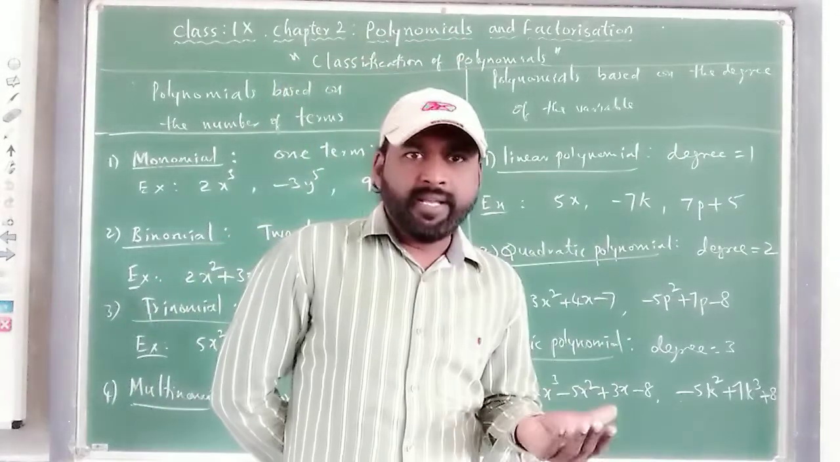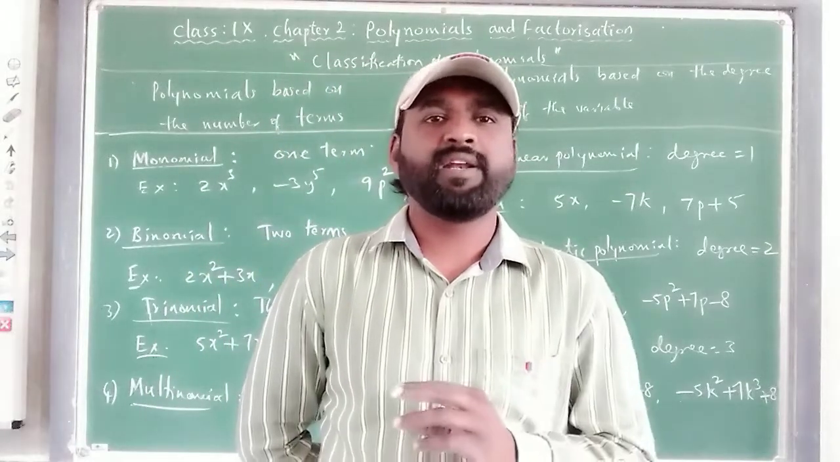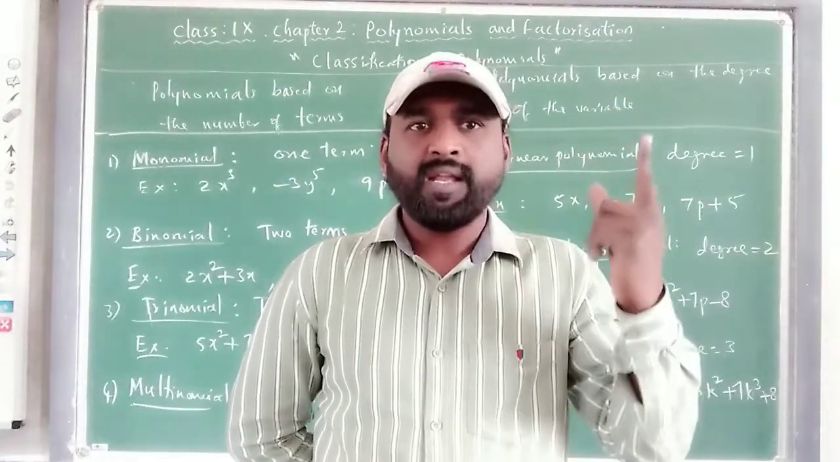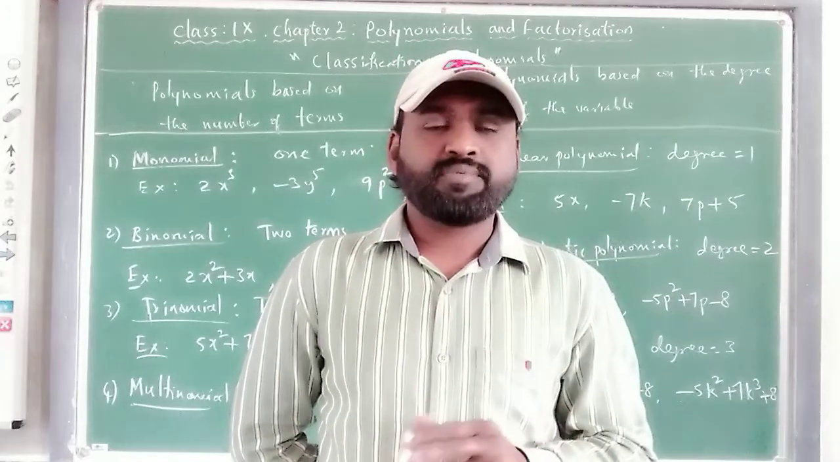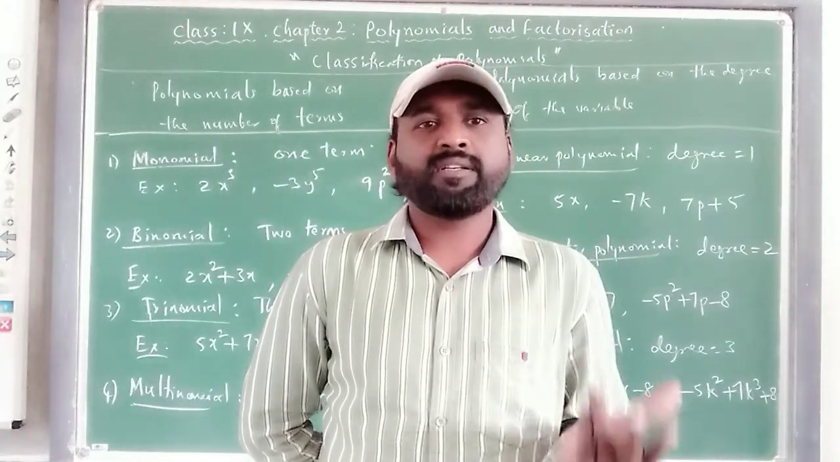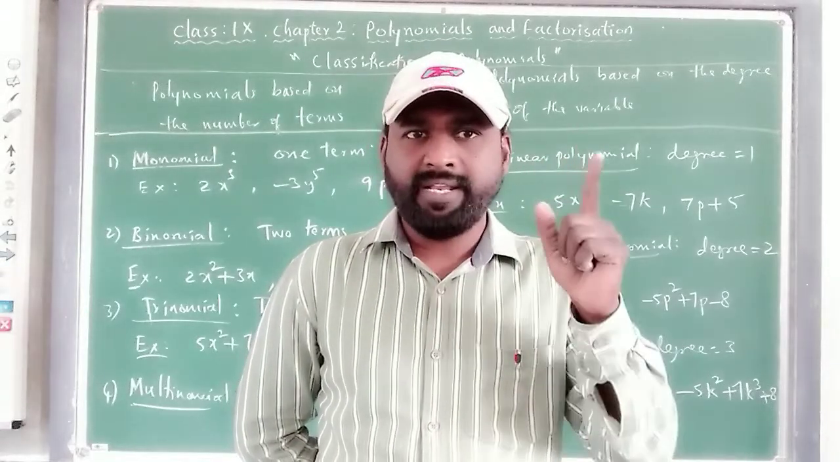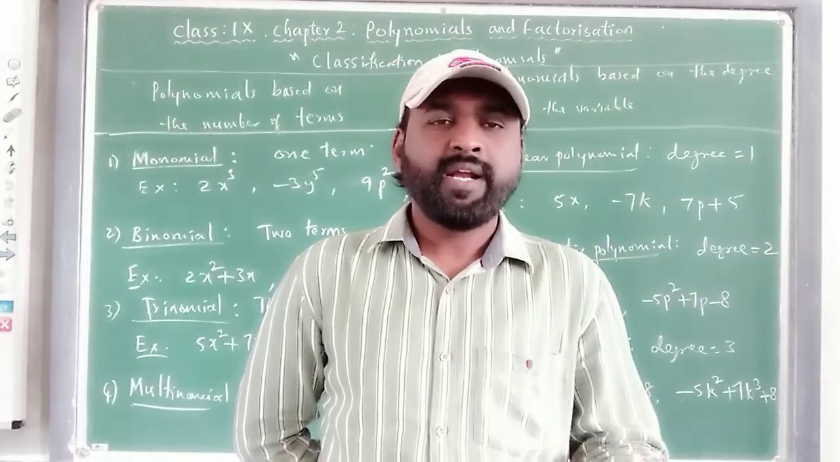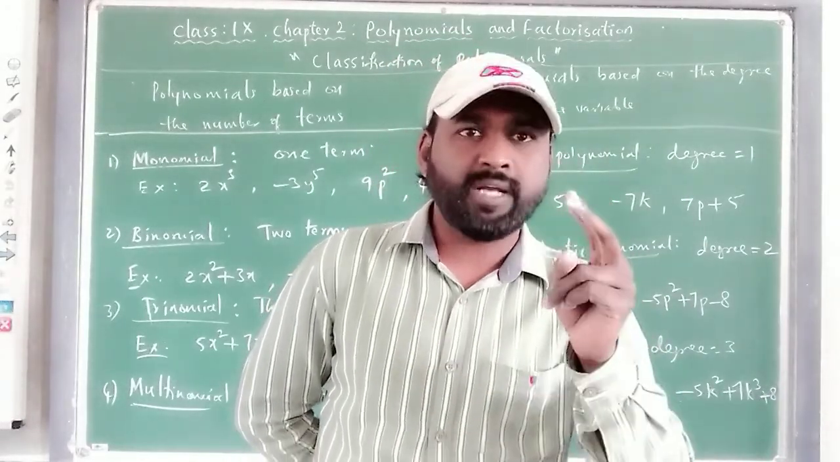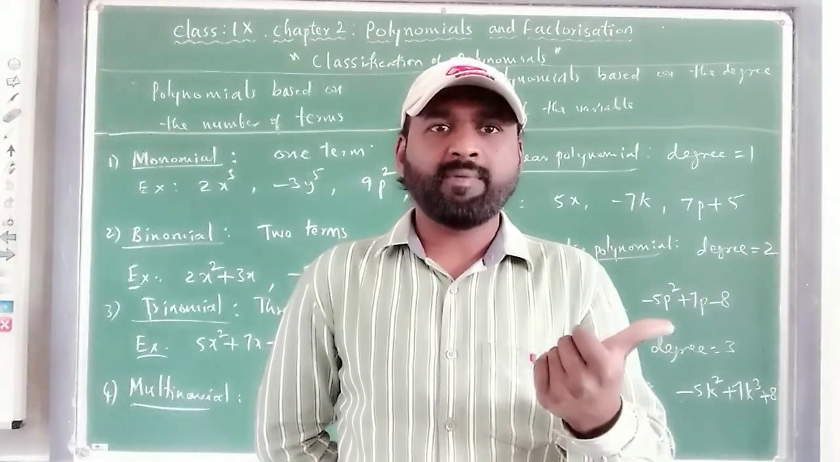Here the degree and the number of terms also have a relation. If the degree is 1, the polynomial will have at most 2 terms. At most, that means more than 2 is not possible. If the degree is 1, it is called a linear polynomial. It is not compulsory to have 2 terms, but not more than 2 terms. It may be only a single term also.